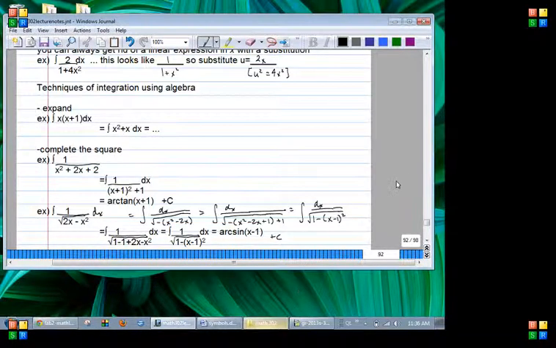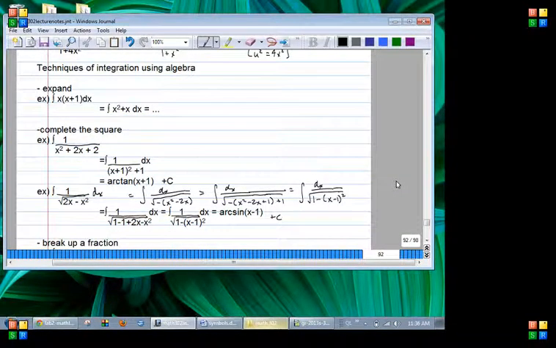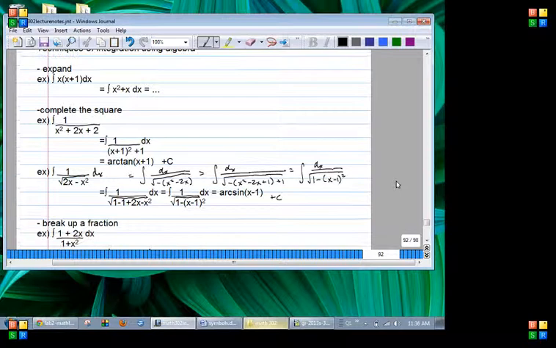Now we get to two of what I think are two techniques of using algebra, which I think are A, two of the most important, and B, two of the trickiest, because it's not always obvious. First one, break up a fraction. Integral of 1 plus 2x over 1 plus x squared dx.